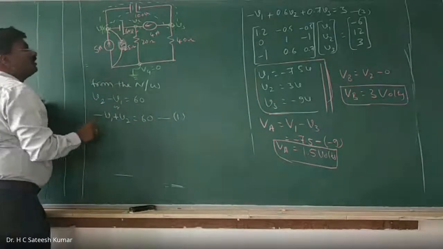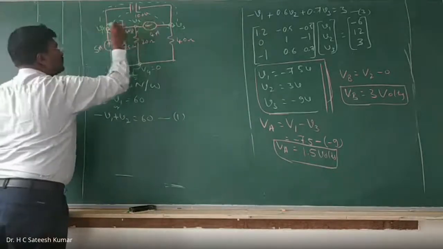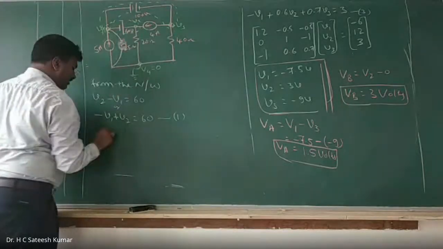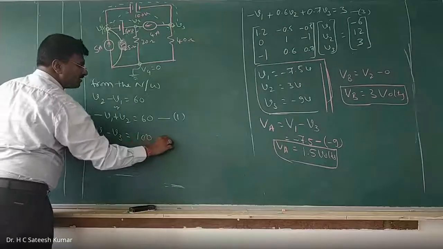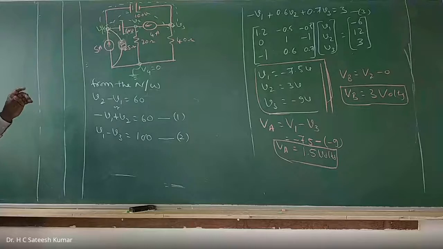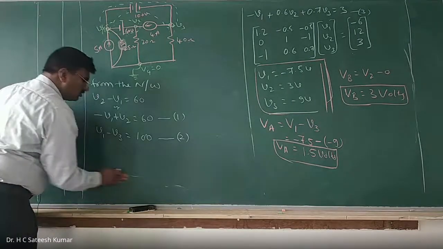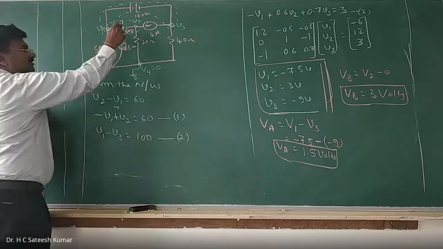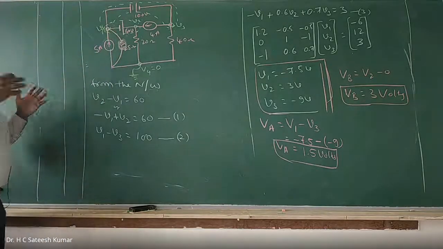Next. Second one, what do we have? This is between these two. V1 is the higher potential, plus is this side. V1 minus V3 is equal to 100. Call this equation number 2. Now, applying KCL to the super node. This and this combined together make one, and this and this combined together make one more, right? So therefore, all of them are super nodes only.